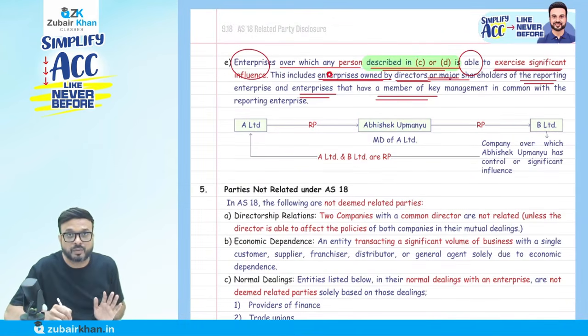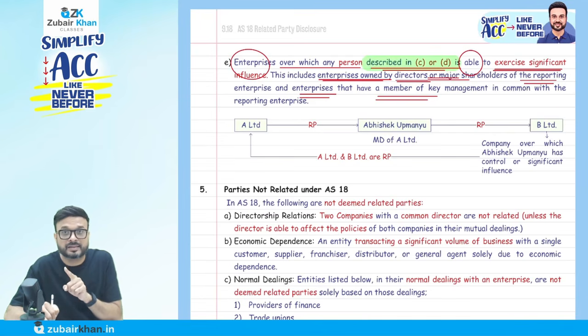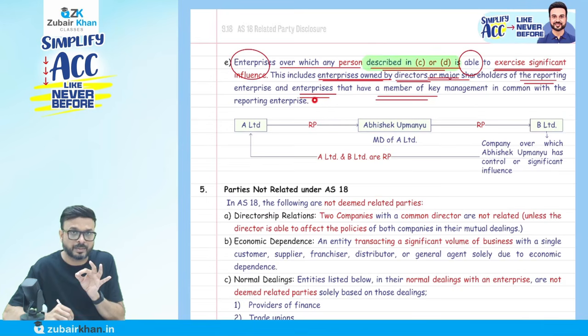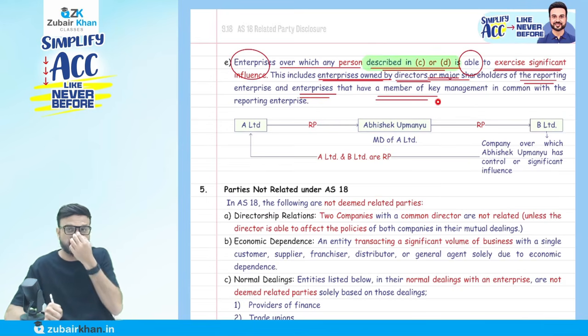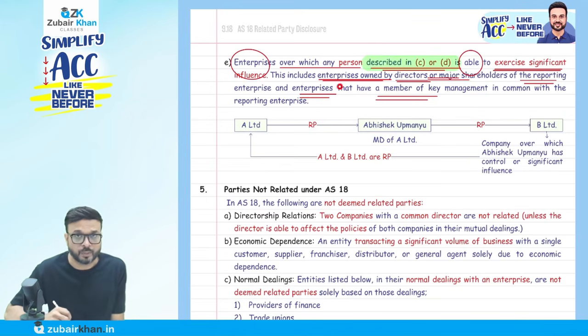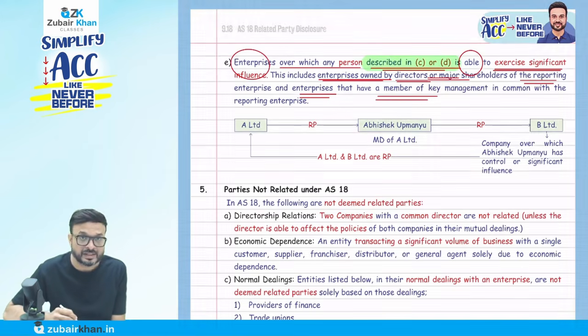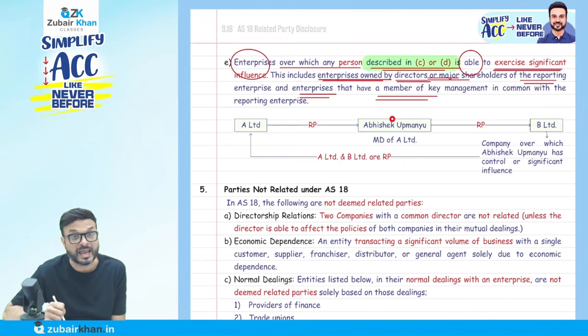So an enterprise over which any person described in point C or D is able to exercise significant influence. This includes enterprises owned by the directors or major shareholders of the reporting enterprise, and an enterprise that has a member of key management in common with the reporting enterprise. Now understand. Suppose there is a company called A Limited. Mr. Abhishek Upmanyu is the MD of A Limited. So are A Limited and Abhishek Upmanyu related parties? Yes, because he's the MD, a key management person.